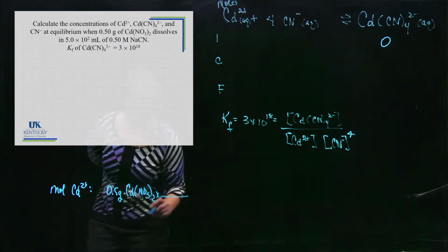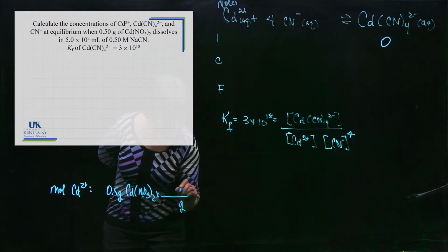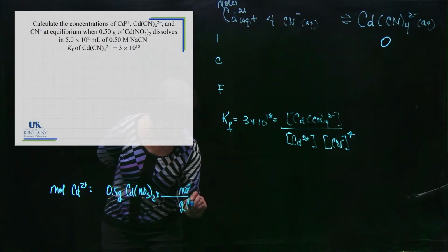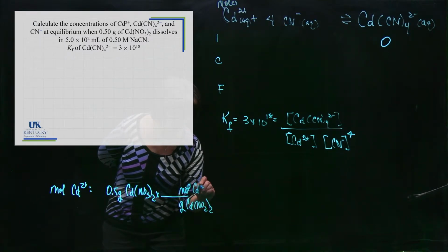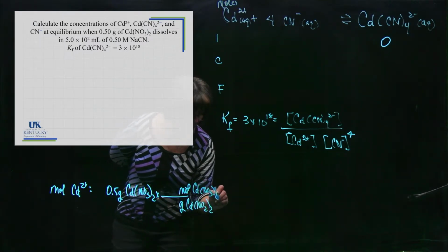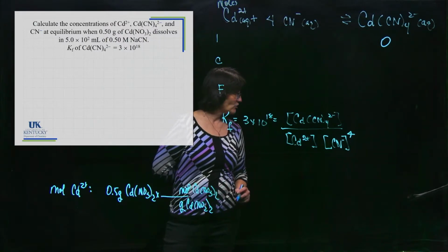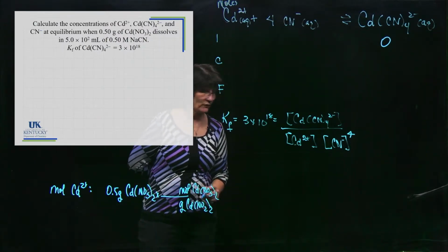Well, I need moles. So I'm going from grams to moles using the molar mass of the cadmium nitrate. That's going to give me the moles of cadmium nitrate. So the molar mass of cadmium nitrate is 236.42.